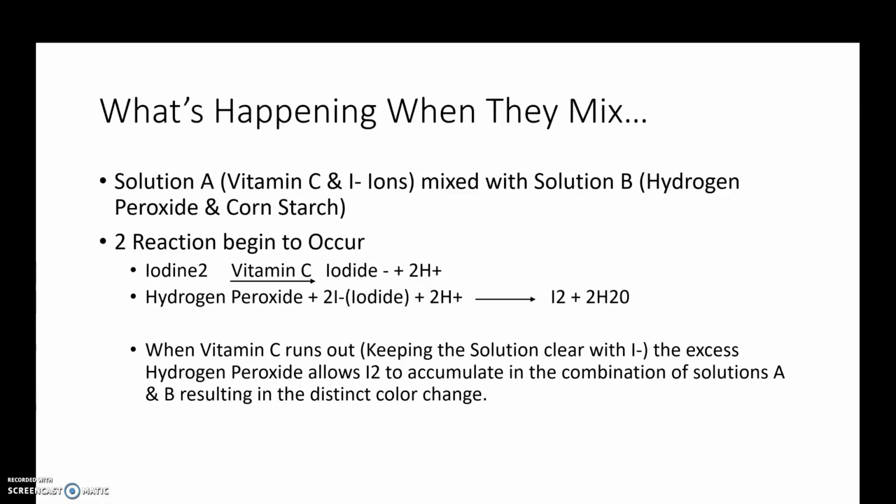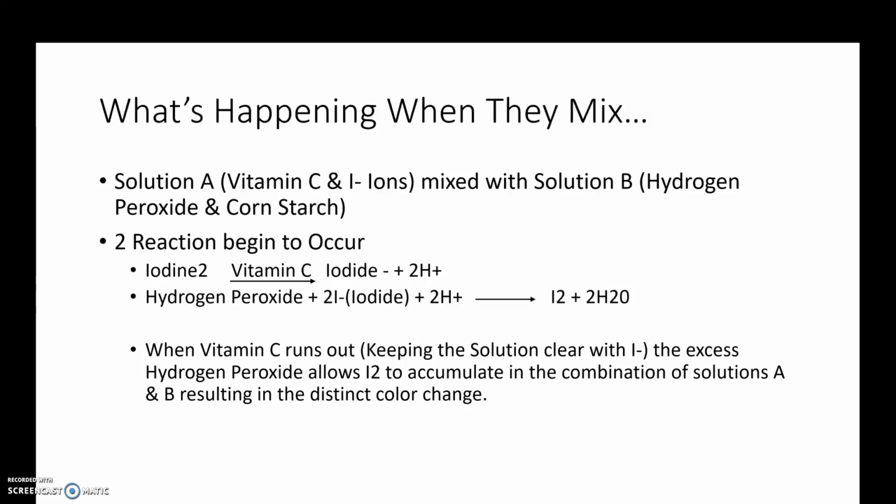And the iodide is actually clear in the solution, and so as we start to pour the iodine into solution A, it starts to dissipate, and it turns into a clear liquid. Hydrogen peroxide and 2I- iodide plus 2H+ will yield I2 and 2H2O. So when vitamin C runs out after we mix solutions A and B, keep in mind that the I- is what's keeping the solution clear.